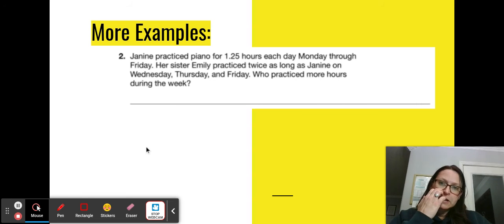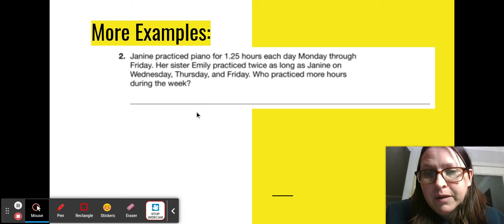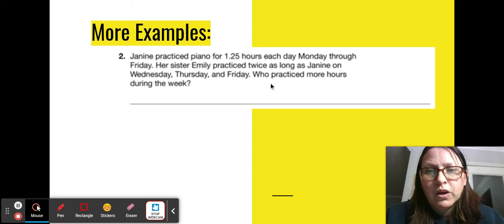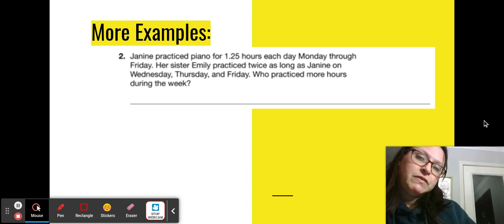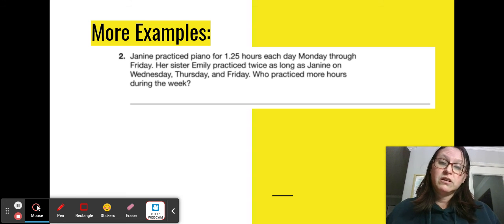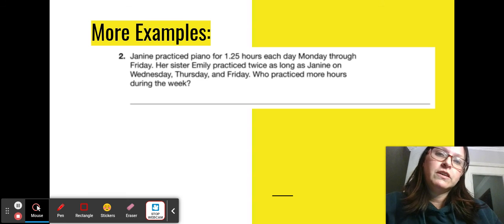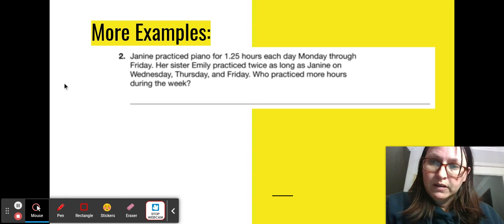Right here. Janine practiced piano for 1.25 hours each day, Monday through Friday. Her sister Emily practiced twice as long as Janine on Wednesday, Thursday, and Friday. Who practiced more hours during the week? Well, with this one, I have to figure out how many hours Janine practiced and how many hours her sister Emily practiced. So Janine practiced 5 days a week for 1.25 hours.